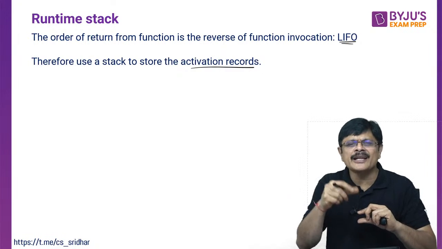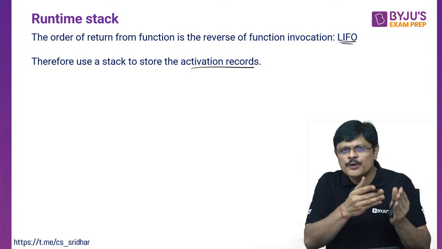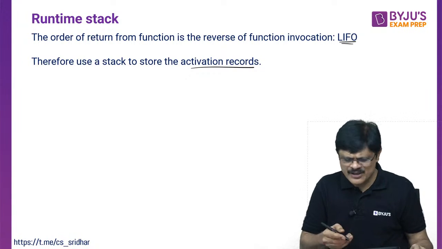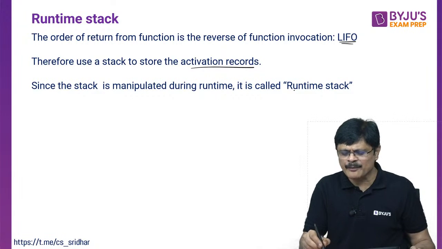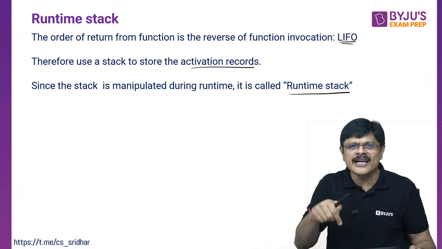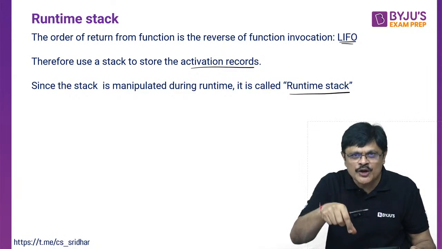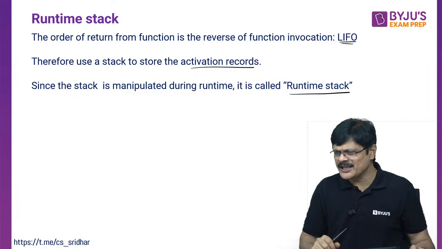So logically the best data structure which can be used for the calling sequence of functions is the runtime stack, my dear friends. That is what he is trying to say. Since the stack is manipulated during runtime, we call it the runtime stack. Why is it called runtime stack, sir? Because it happens during the runtime. The activation records are created and pushed onto the stack and they are removed from the stack. We call it the runtime stack. Am I clear?